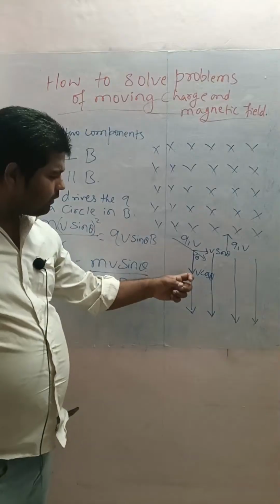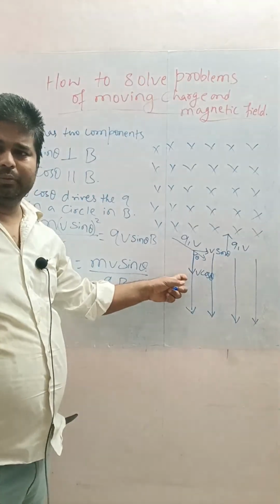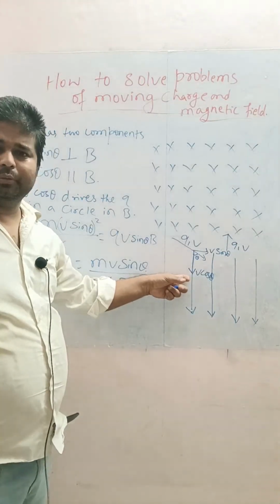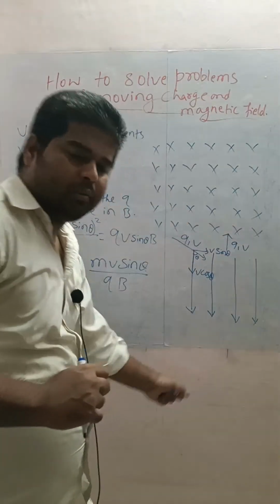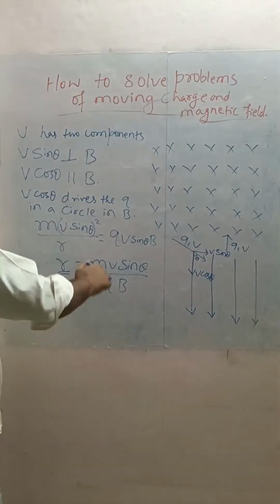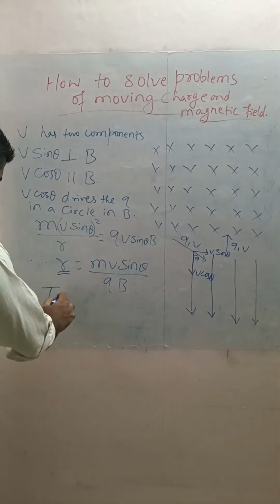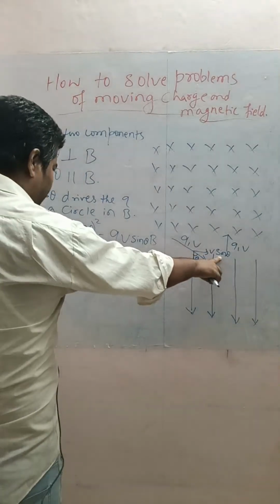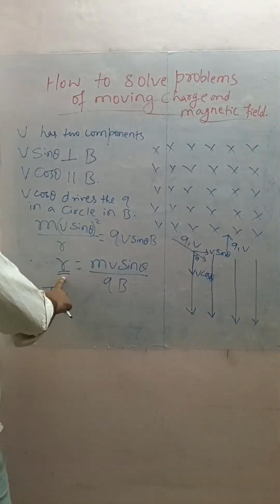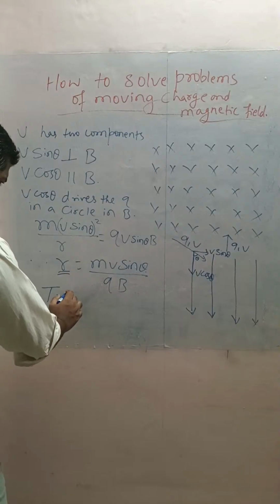Now what will this component do? What will this component do? This component will drive it down. See, earlier, now find the time period. If the charge is in a circle due to this component of velocity, of radius this, what will be its time period?